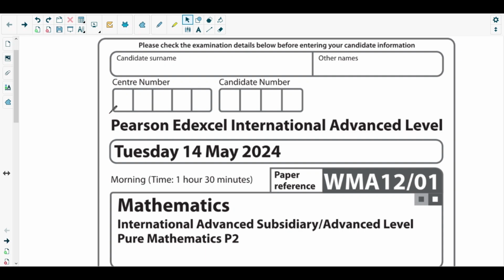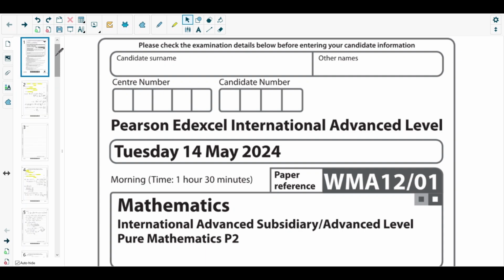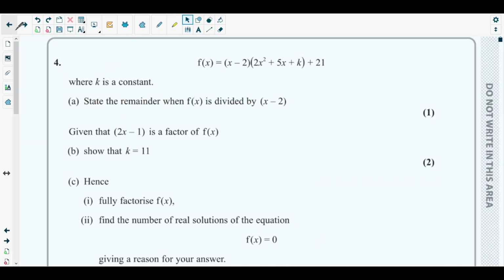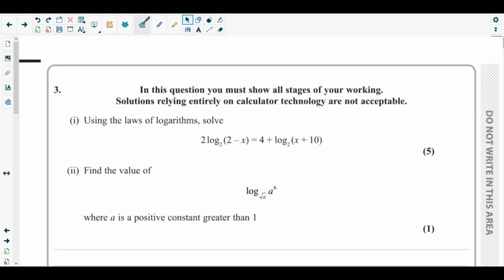In this video, we will be solving question number 3 from the recent past paper of Pure Mathematics 2, which is the May 2024 P2 paper. So let's get started with the third question of this paper. Question 3 part 1.